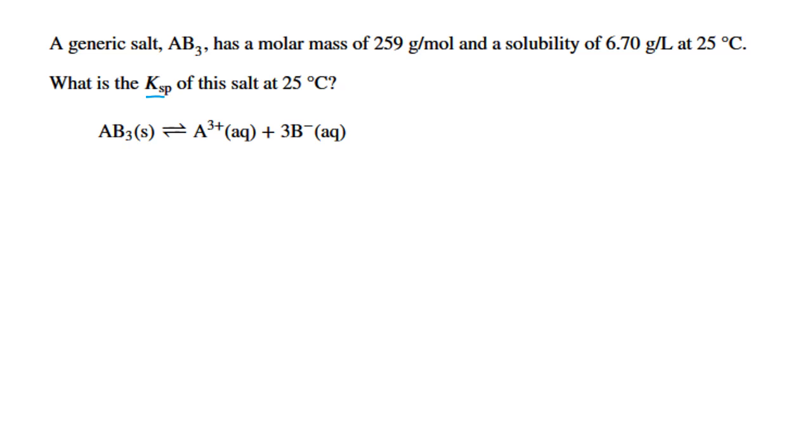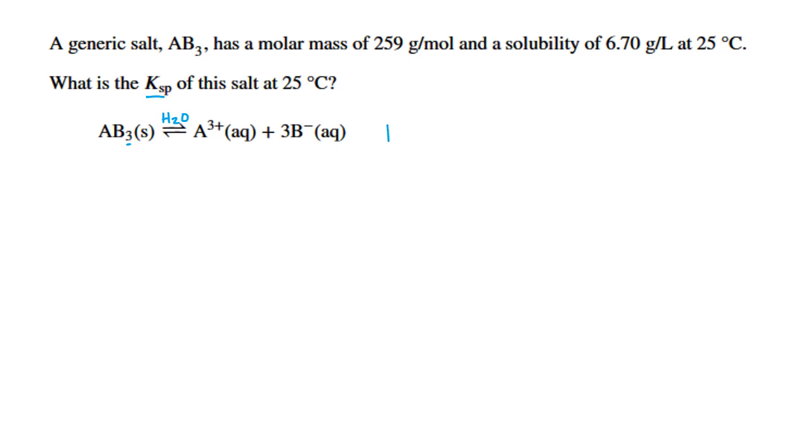So below we have a reaction that's given. AB3 solid reacts, and remember this is in water with all of these, and will dissolve into A3+ aqueous and 3B- aqueous. So this is a generic salt that has some cation with a +3 charge and an anion with a minus charge, and to balance it, we need 3 of the anions.